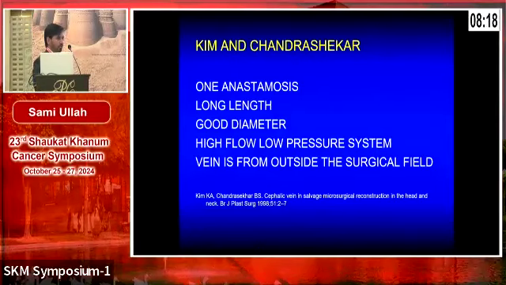It usually has a good diameter, and we have seen it while harvesting the radial forearm flap, where it's commonly used as well. It's more distal in the forearm when harvesting the radial forearm flap. In the arm, it has a very good diameter, about 2 to 2.5 millimeters. It's a high flow and low pressure system, again very useful for free tissue transfers. And usually it is outside the surgical field and the field of radiotherapy.